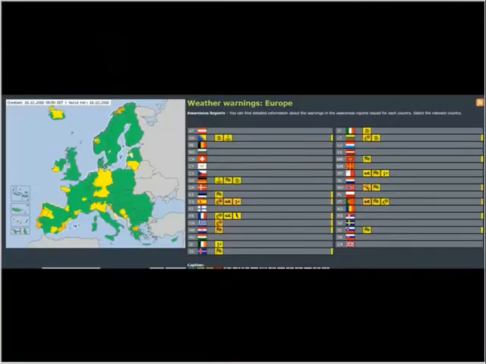If we check the METALARM page, we could see some yellow warnings for fog, but in the southeast part of Europe there are some orange, and it's time to hand the microphone to my colleague Andre.